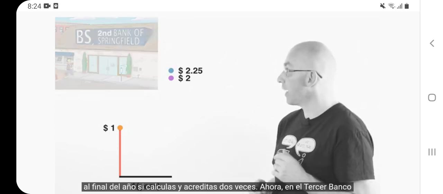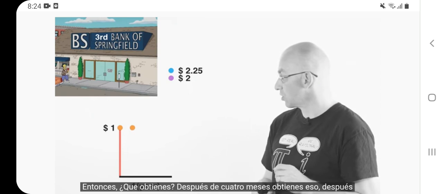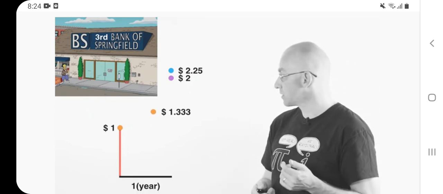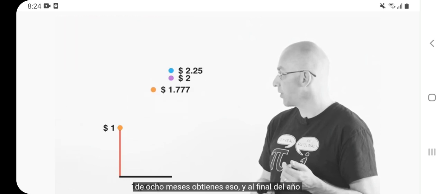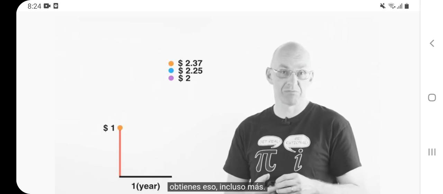Now, at the Third Bank of Springfield, they do it 3 times. So what do you get? After 4 months, you get that. After 8 months, you get that. And at the end of the year, you've got that, even more.